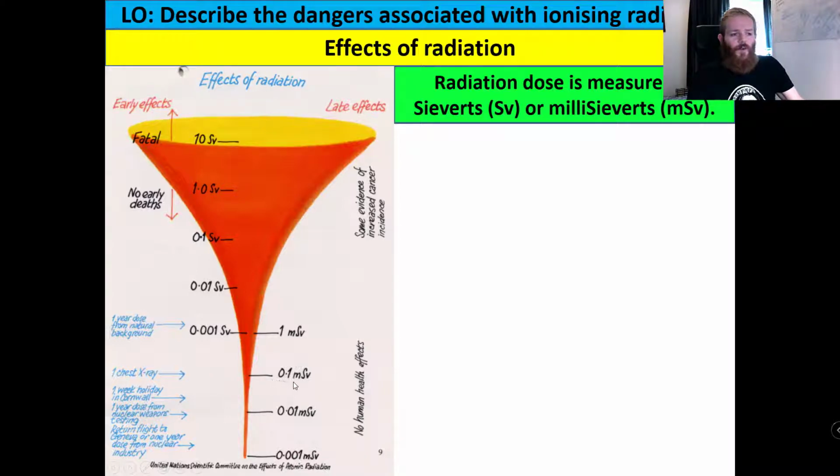One chest x-ray is about 0.1 millisieverts. 1 year dose from natural background is about 0.001 sievert. Important to note, we've gone from millisieverts to just sieverts.